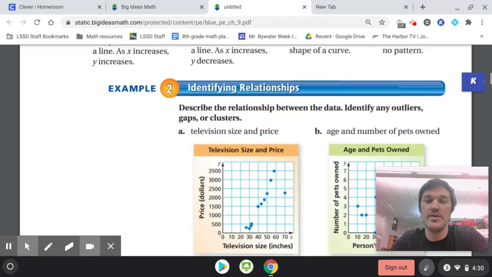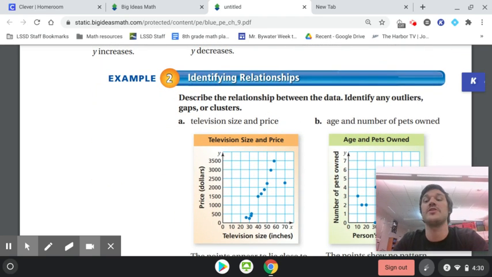Okay, team. There are some other words that we use when we're analyzing data.